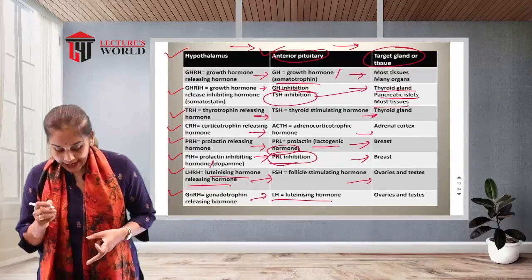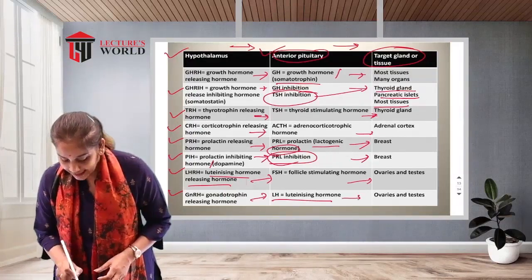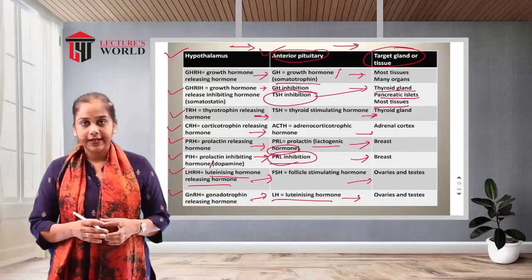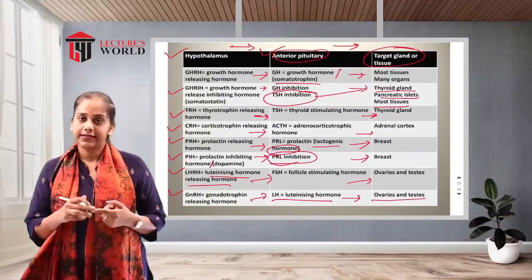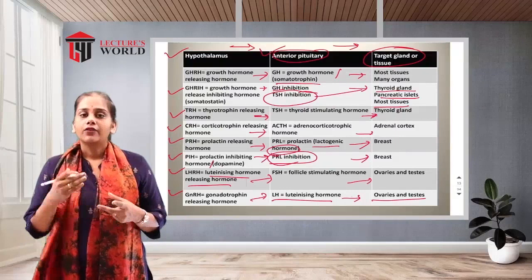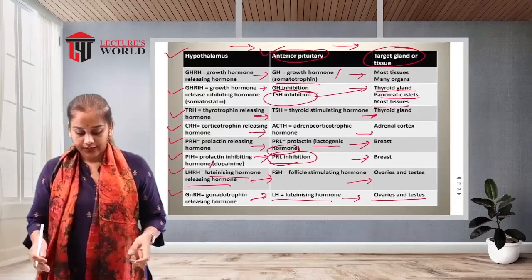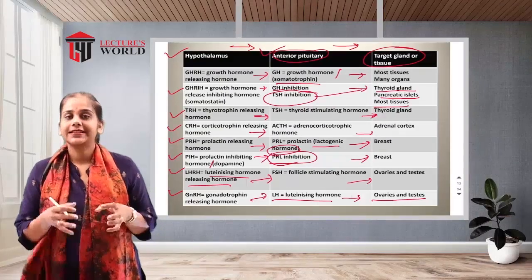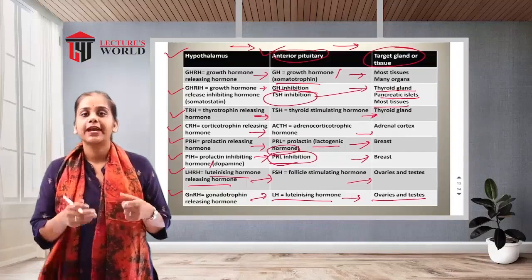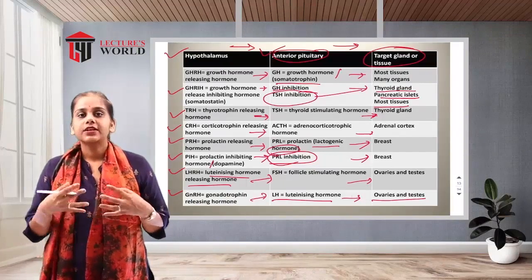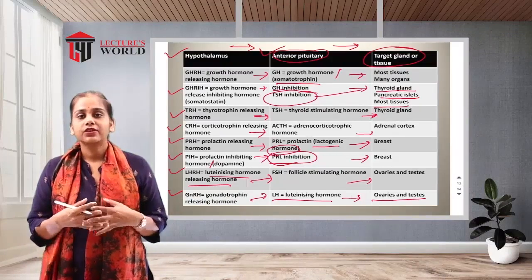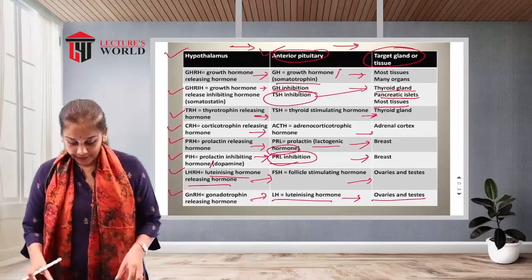Luteinizing hormone is secreted by the anterior pituitary gland and goes directly into the ovaries and the testes, into the female and the male. So these are the organs, and this is the combination of the hypothalamus and pituitary glands. It is a combined unit function.